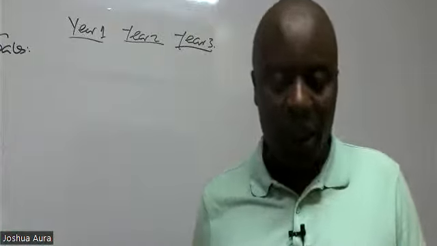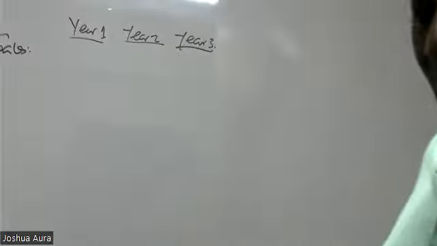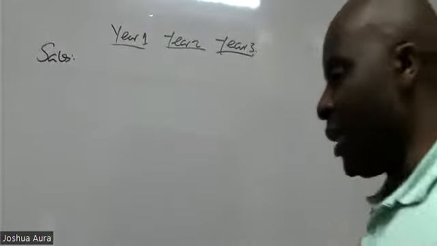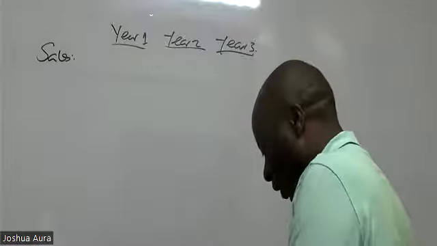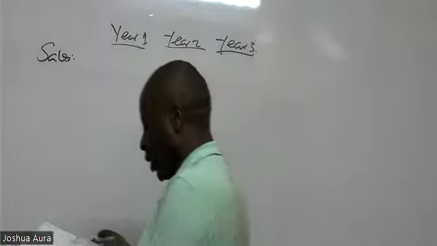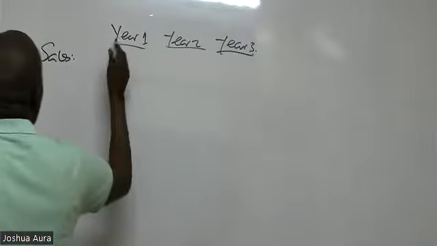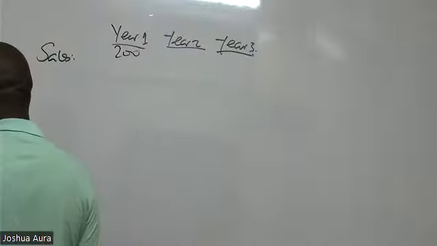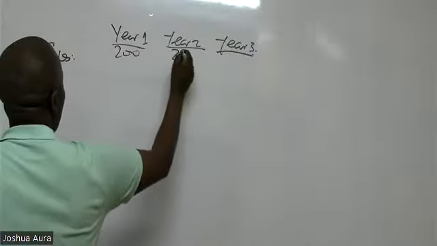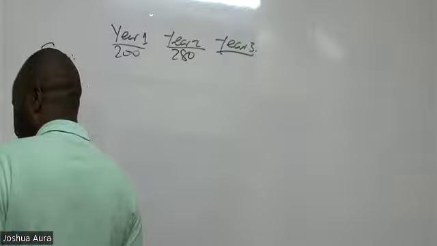Are you able to see our sales figures? For year 1, sales is 200. I want my figures to be in millions. So year 1 sales is 200. Year 2 sales is 280. Year 3 sales is 320.